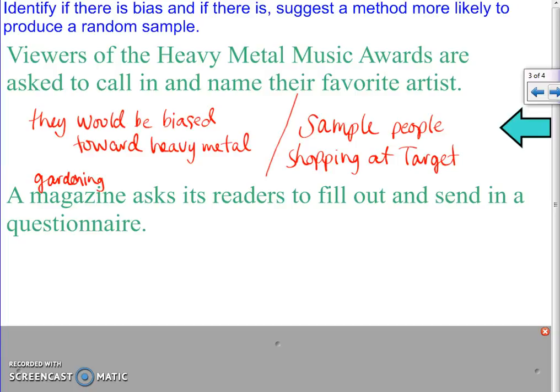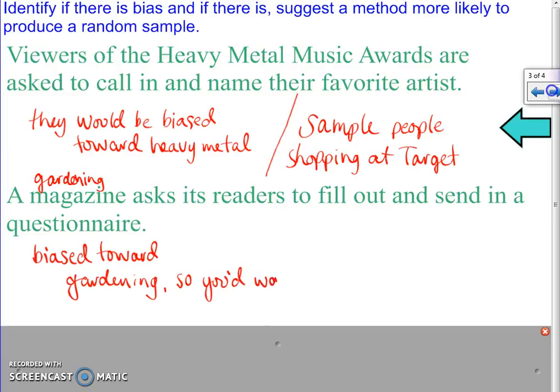Okay, so unbiased samples are people of all walks of life. Because it's so confined to just a single group of people who subscribe to a specific magazine, it's going to be biased. Okay, so they are biased toward gardening. So you'd want to use a more random sample.